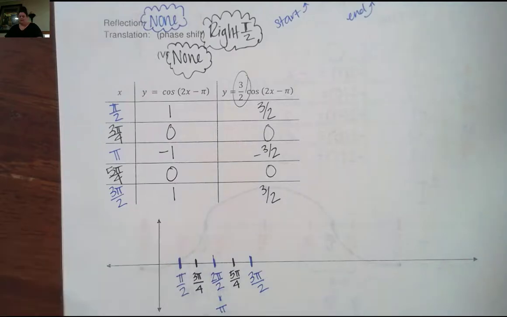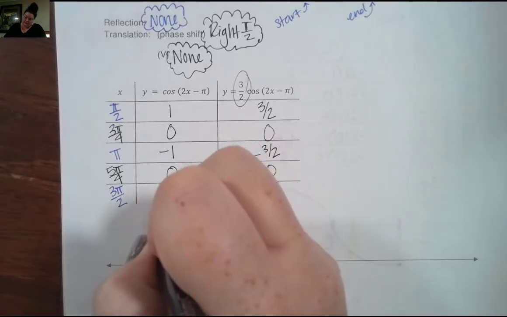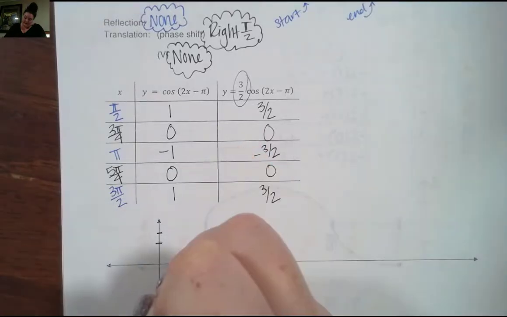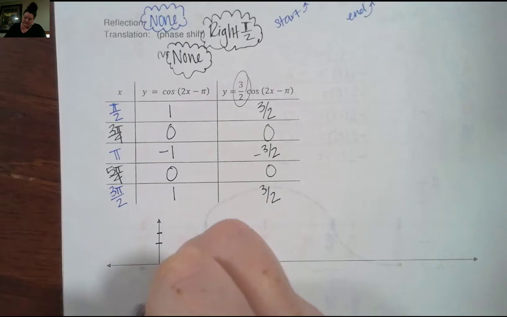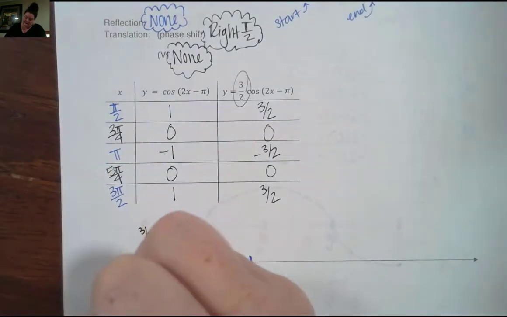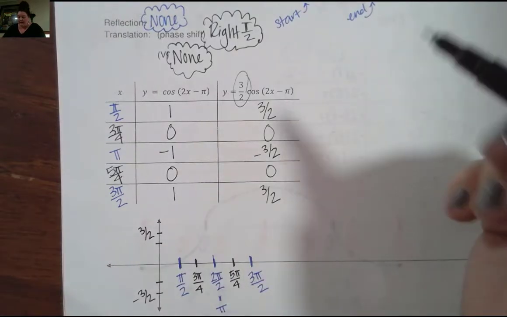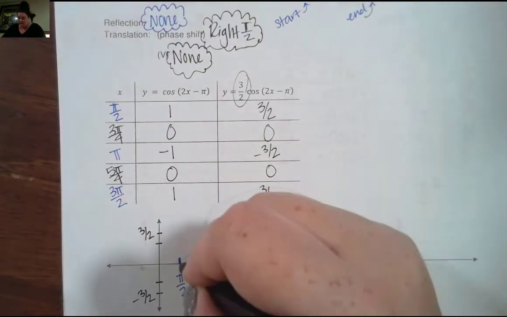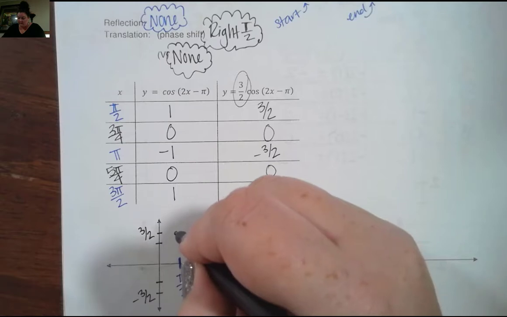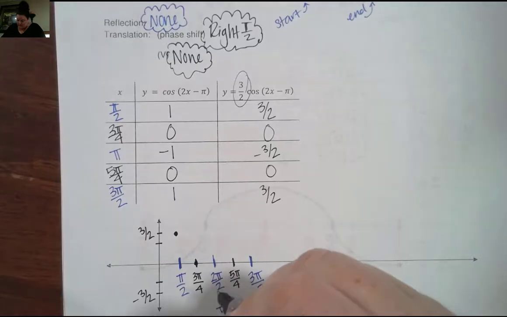Okay, so we can go ahead and plot our points. Let's say this is 1, so maybe this would be 1.5. So we'll say this is 3 halves, this is -3 halves. So at pi over 2, we're up at 3 halves. Then we come down to 0. Then we go down to -3 halves.